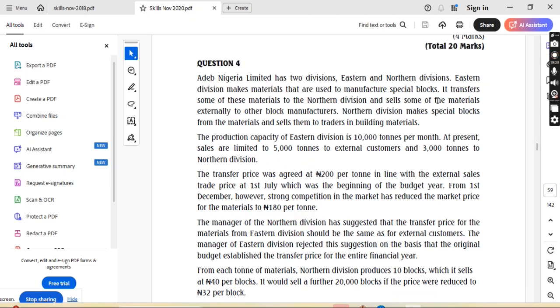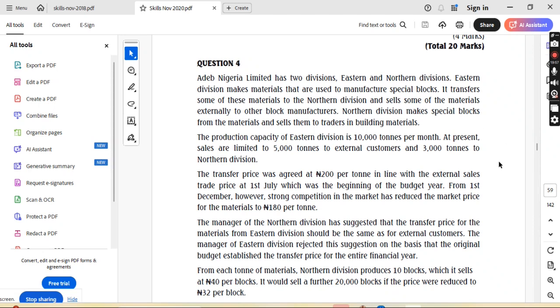Northern division makes special blocks from the materials and sells them to traders in building materials. Can you see? Now they will use the material to make special blocks. And now the Northern will do what? We sell it to traders.